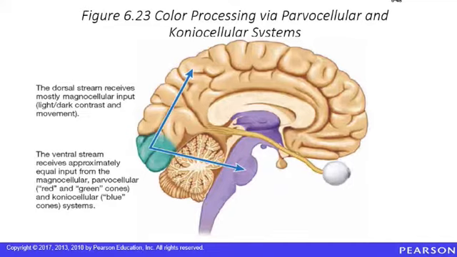So those three layers collectively come together in the ventral stream to help us eventually identify objects, tell the difference between objects, and things like that.